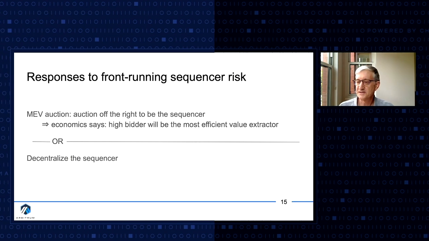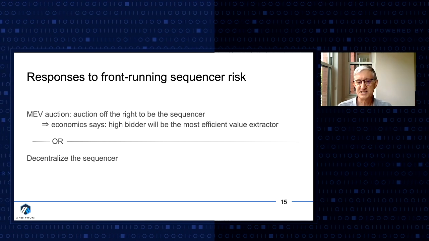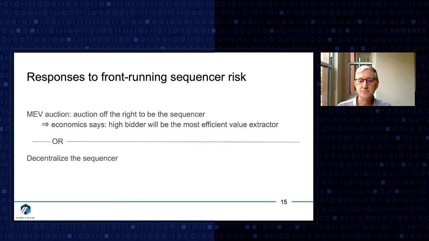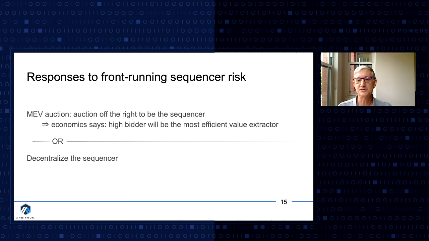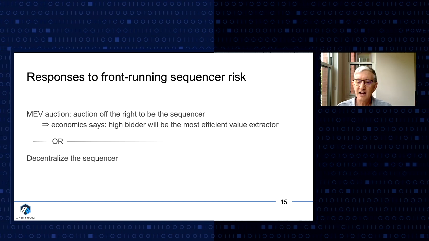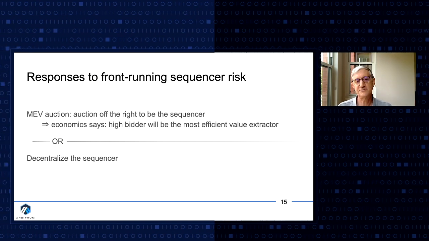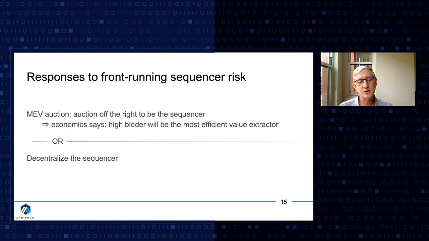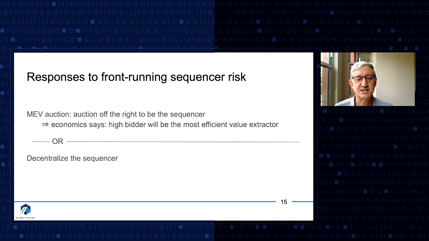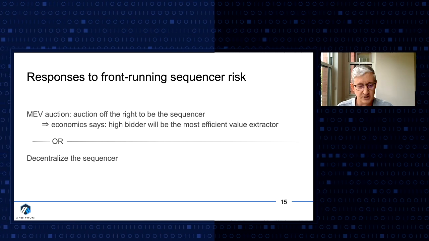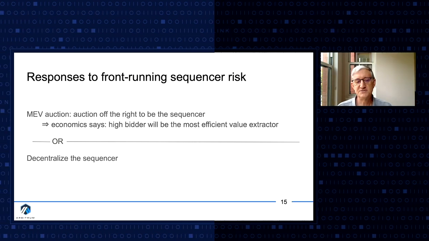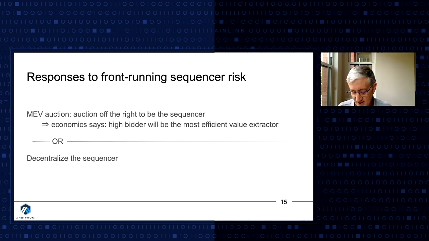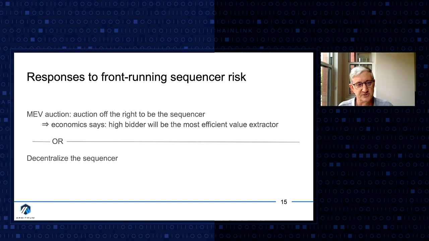Well, you apply some simple economics to this. What it says is that in that auction, the high bidder is going to be the party who is most effective at squeezing value out of users. Whoever can front run most efficiently, most effectively, and shave the most money off of user transactions, they're the one who wants to be the sequencer the most, and they'll be the high bidder. So we don't like that approach. We like instead the approach of decentralizing the sequencer, maintaining the enhanced fairness of having a sequencer while decentralizing.